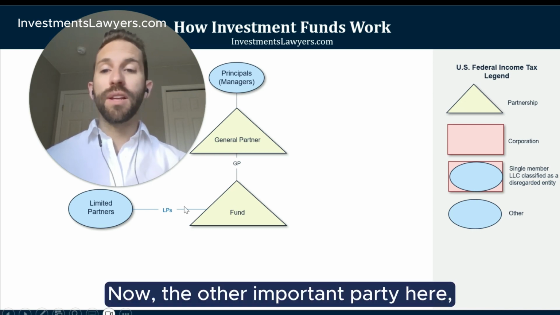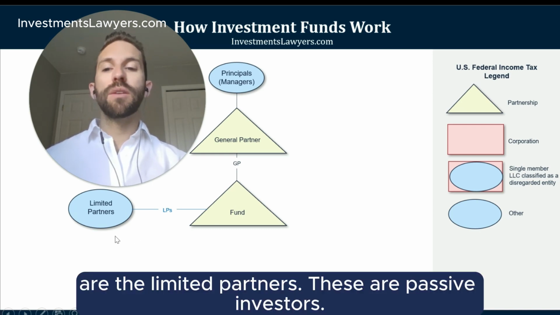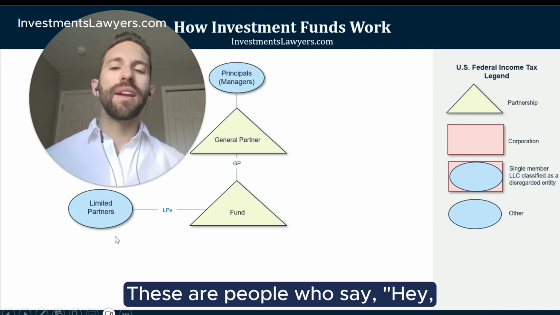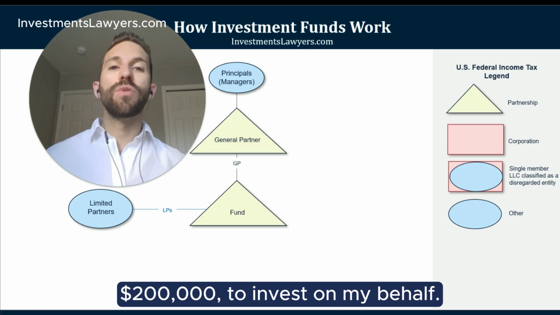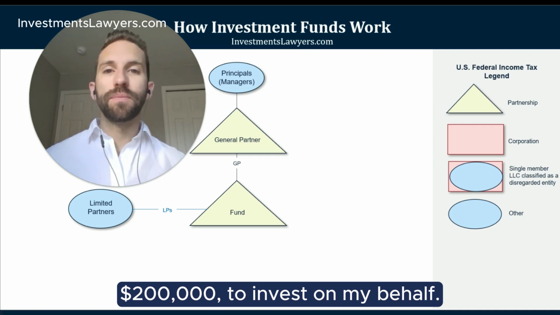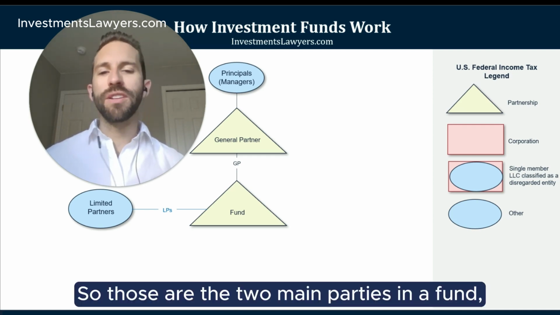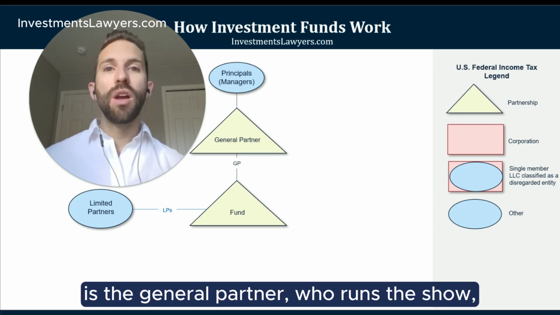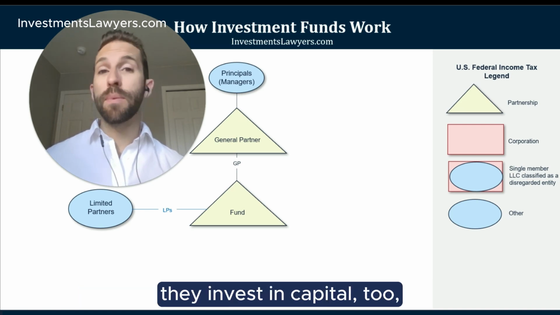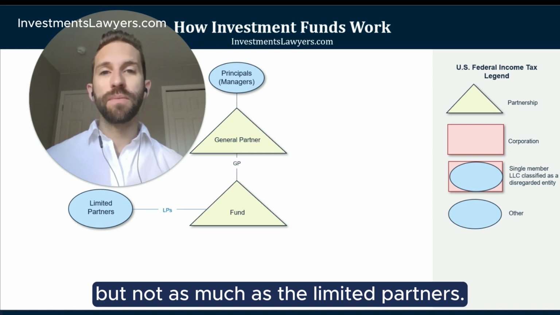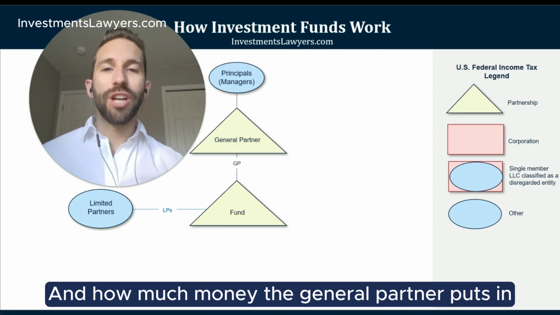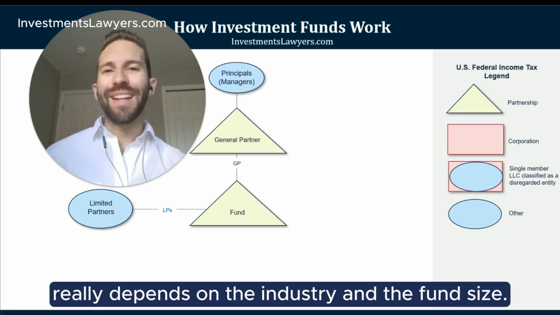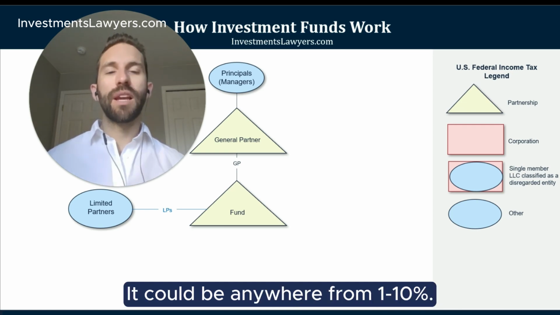Now, the other important party here are the limited partners. These are passive investors. These are people who say, hey, managers, I want to give you $100,000, $200,000 to invest on my behalf. So those are the two main parties in a fund. There's the general partner who runs the show. They invest some capital too, but not as much as the limited partners. And then there's the limited partners who put most of the capital in. How much money the general partner puts in really depends on the industry and the fund size. It could be anywhere from like 1 to 10%.